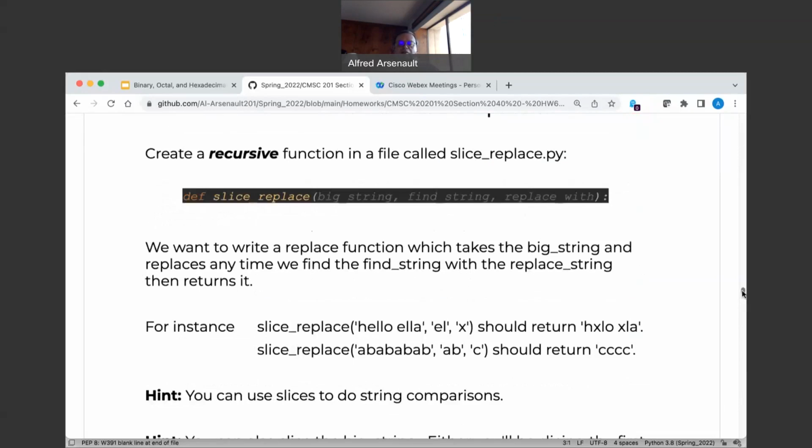A second example, slice_replace with the ABs and change all the AB occurrences into Cs. Okay. Now the hint given is you can use slices to do string comparisons. That'll make it easier.